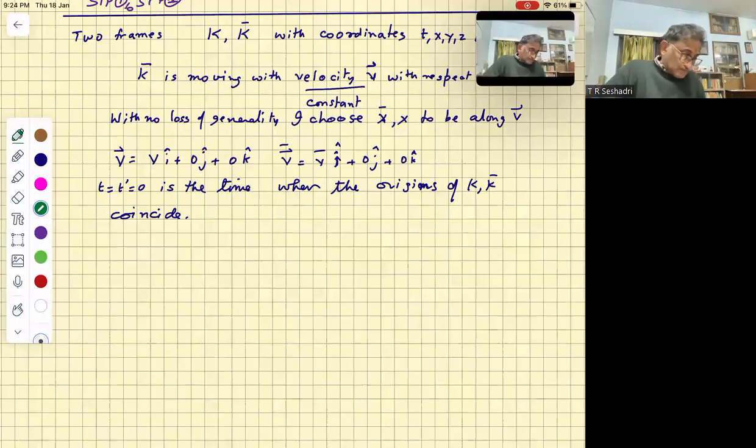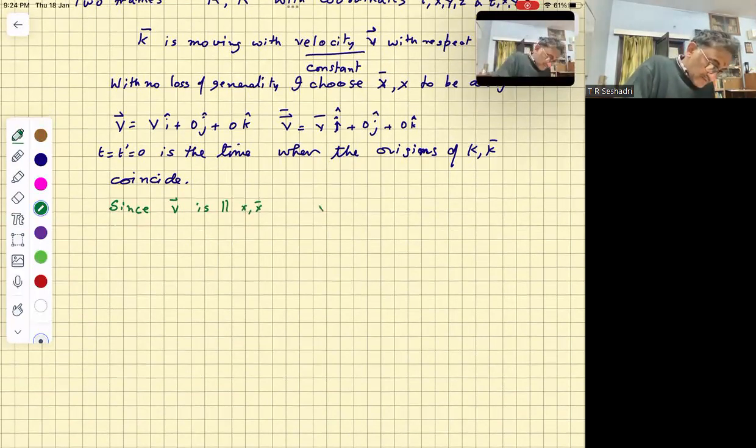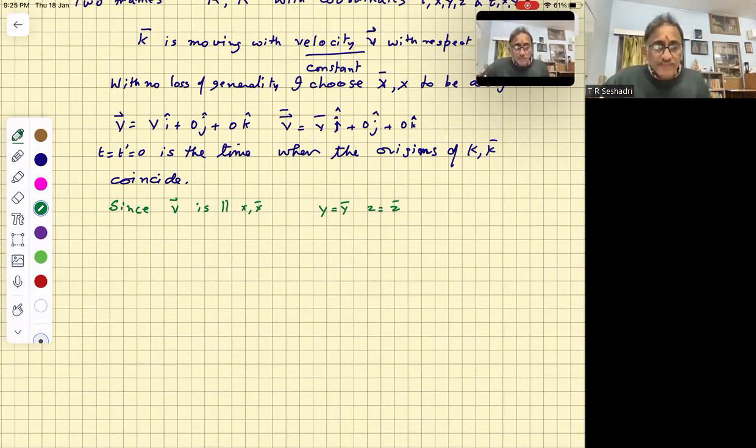Okay. So now, when the origins of K and K prime coincide, this is what I call T equal to T prime equal to 0. And now, since V is parallel to X and X bar, we have Y equal to Y bar, Z equal to Z bar. And so the system has been reduced. I mean, the transformation can be written as something which is reduced to two variables, just X and T, or X bar and T bar.